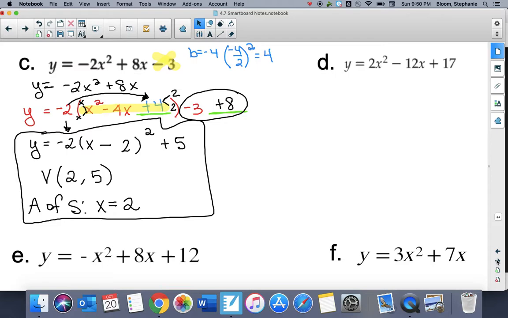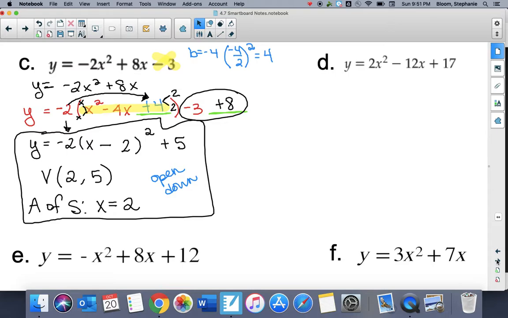Just a good thing to note, and I didn't ask you to do this, but to be able to look at this in vertex form and know whether it opens up or down. So remember, you're looking at your a value. So this one would open down because my a is negative. And it's just good to recall that.